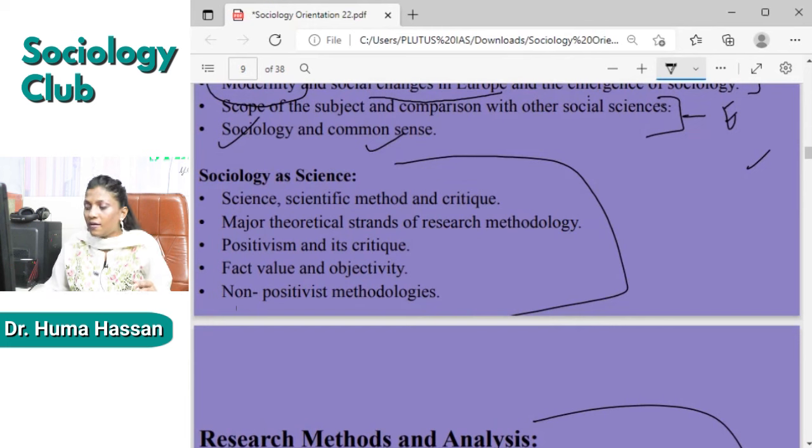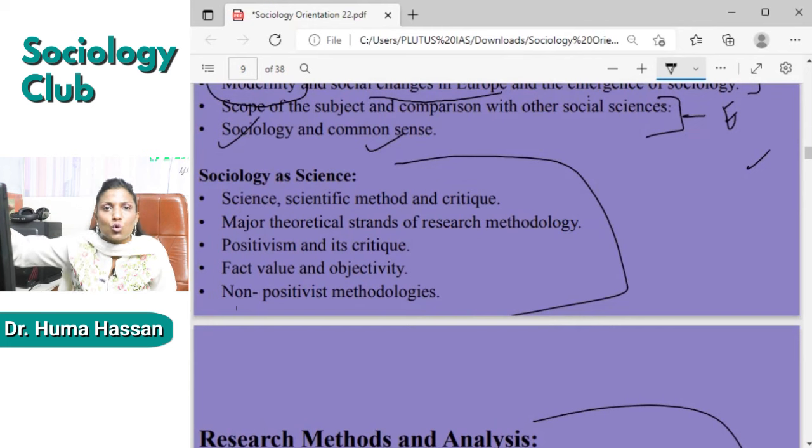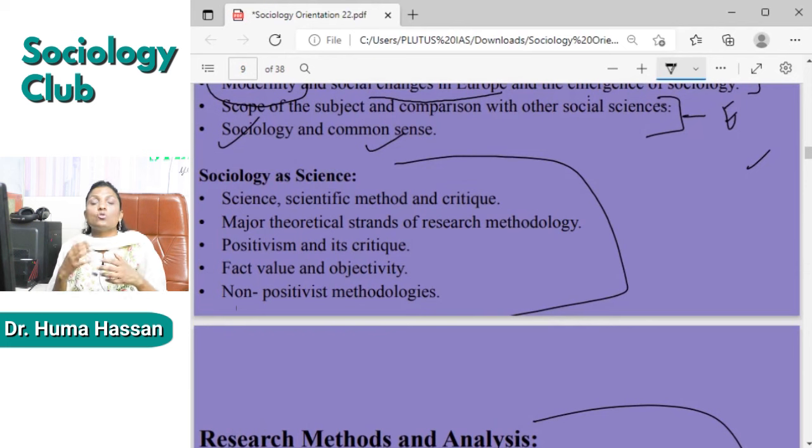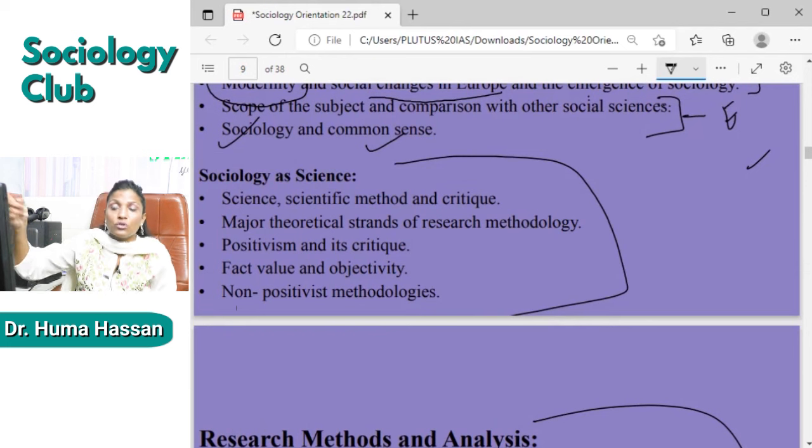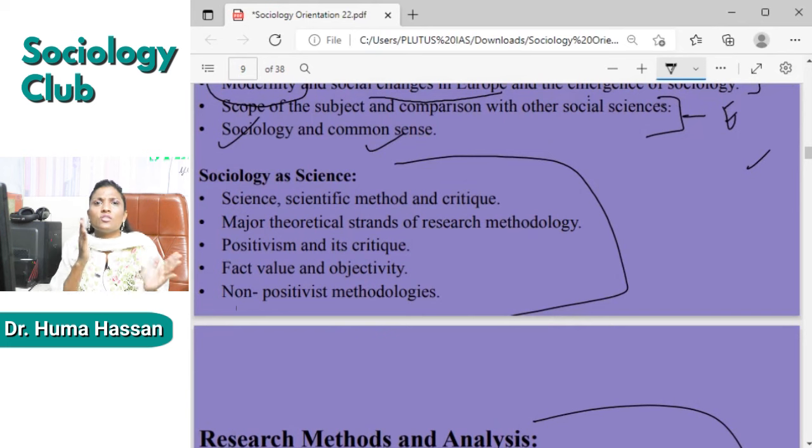So make the correlation. First of all, we have understood how sociology has emerged. We say that sociology emerged in the 19th century as a scientific study of society. Second, there is a debate about what sociology is. We say that sociology is different from common sense. How is it different from common sense? Because it is scientific in nature. Now we ask how it is scientific. We say this is scientific because it involves research.